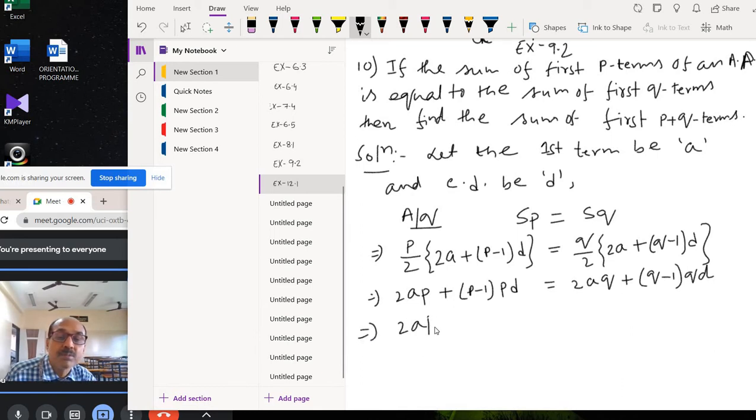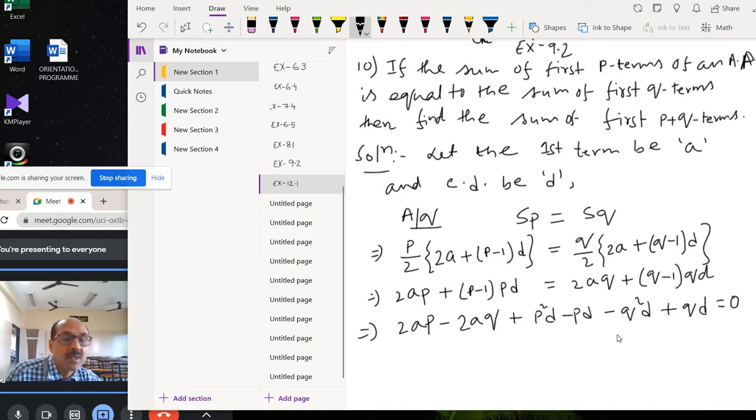2ap minus 2aq equals to q minus 1 qd minus p minus 1 pd, that is p square d minus pd minus q square d plus qd, equal to 0. Okay.